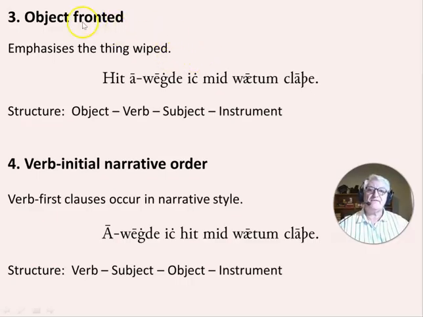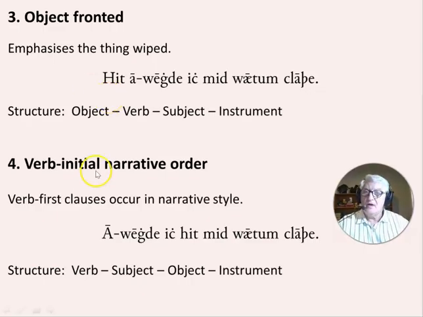This emphasizes the thing wiped. So the object is fronted, remember that's in the accusative. This is the object, ich in the nominative, the conjugated verb, and the dative. So, hit āwēģde ich mit wētum clāþe. The structure is object, conjugated verb second, subject, instrument. We can do that because we're keeping the verb second. So I might say hit āwēģde ich mit wētum clāþe because I wanted to emphasize perhaps the thing I'm wiping.